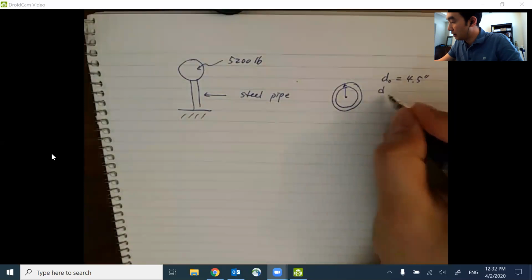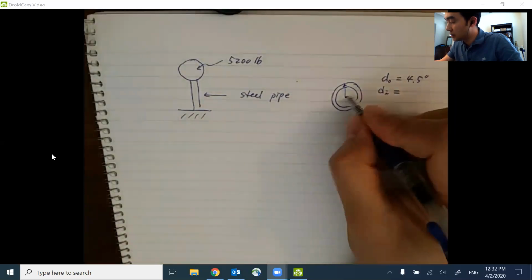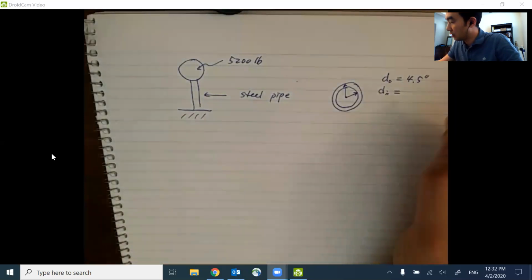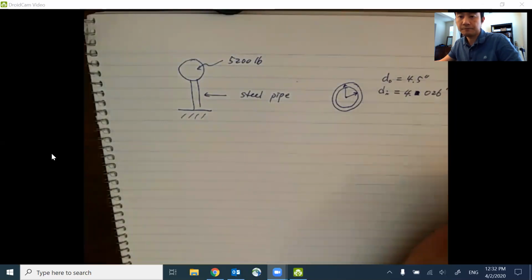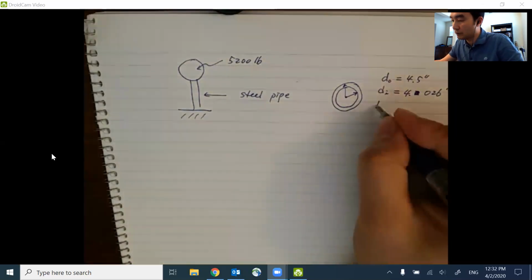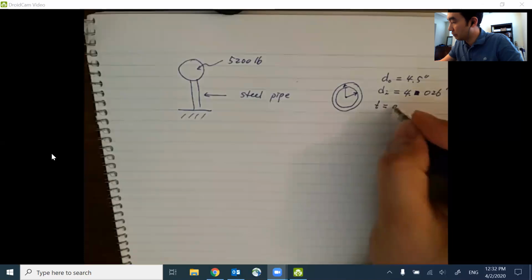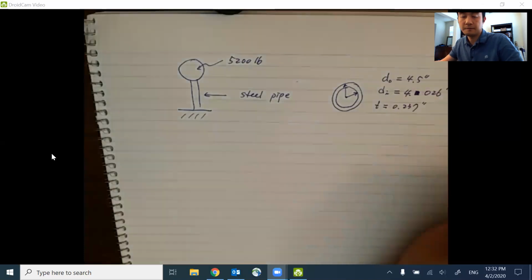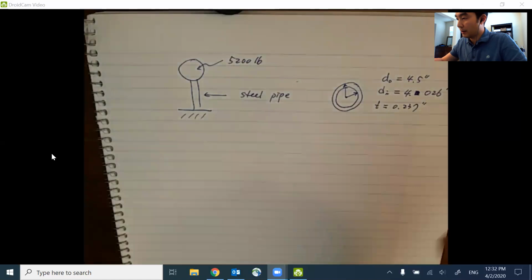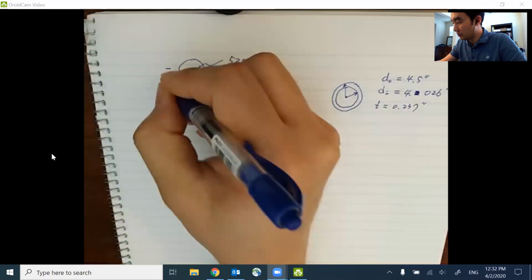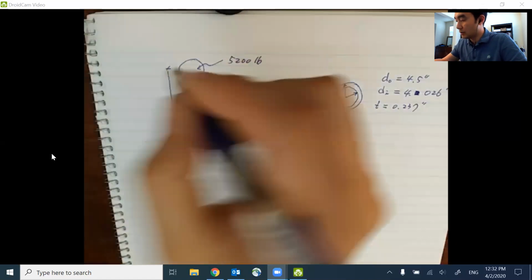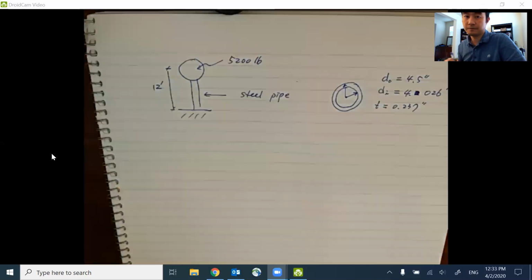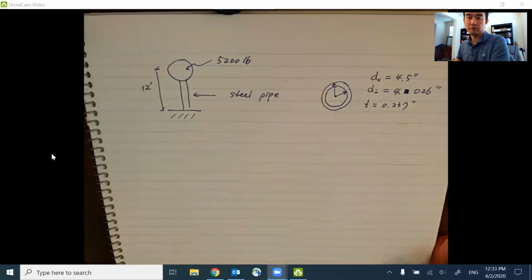The inner diameter, which is this, is going to be 4.026 inches. So the thickness is 0.237 inches. And the height of this pipe up to the center of this mass is 12 feet. So this is the given information for the problem.